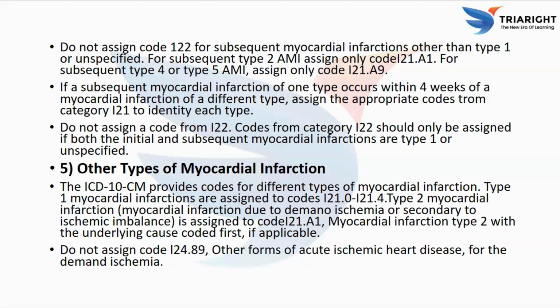If type 2 MI is caused by another condition like low oxygen or blood loss, you have to code that condition first, then coming to the I21.A1 category. You must not use I24.89 for demand ischemia, use I21.A1 instead, as I24.89 is for other forms of acute ischemic heart disease. Okay.